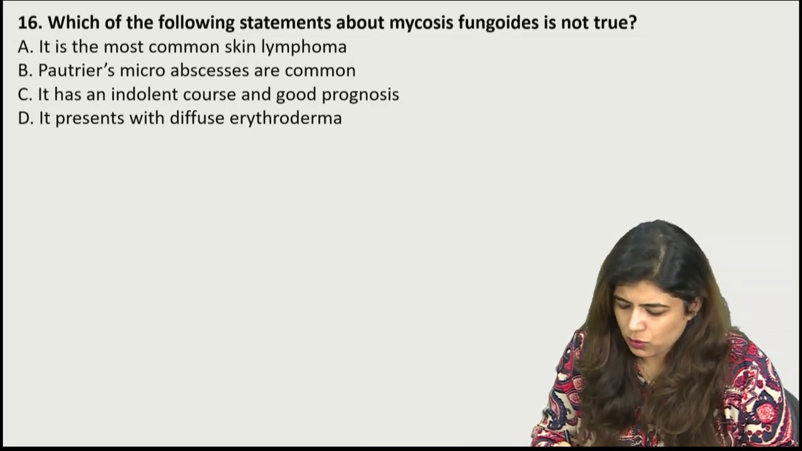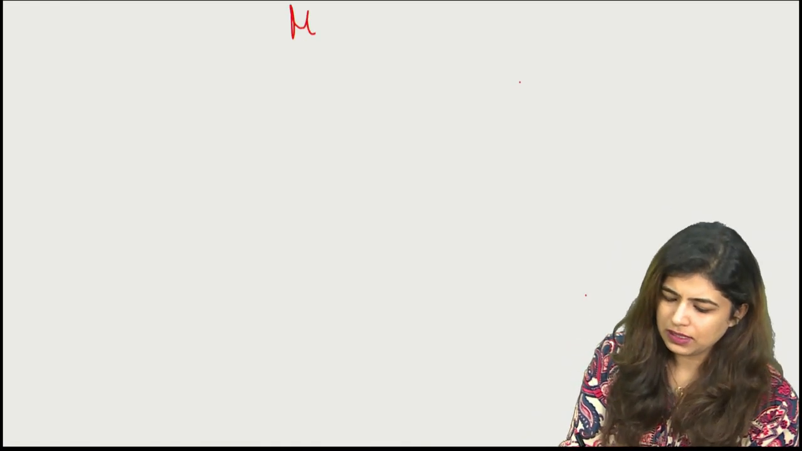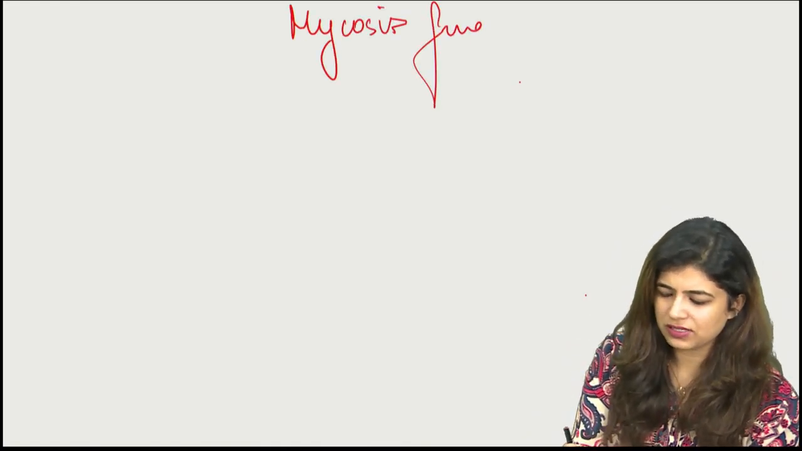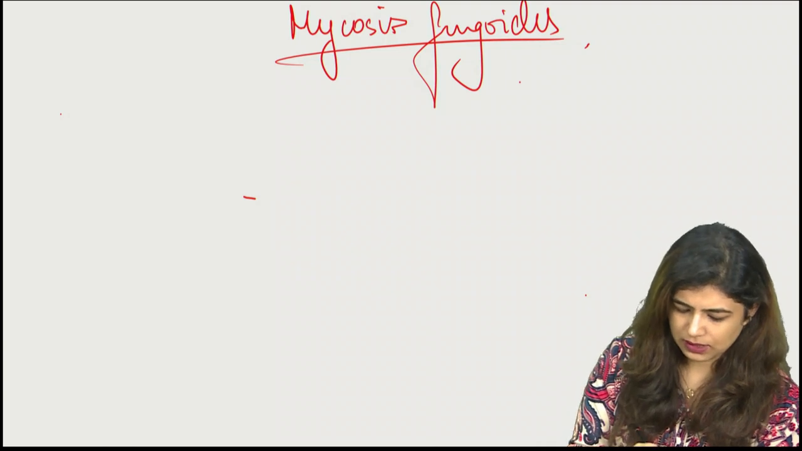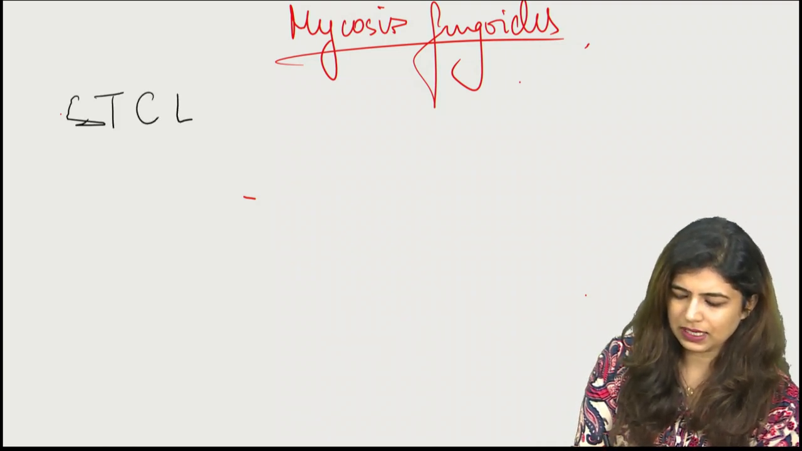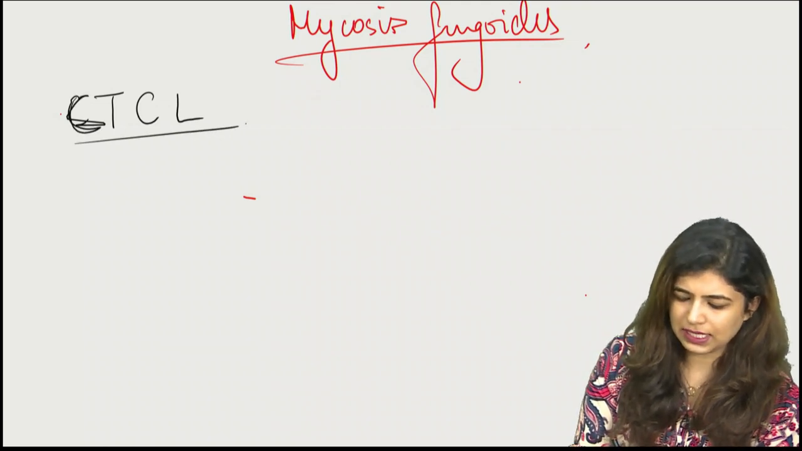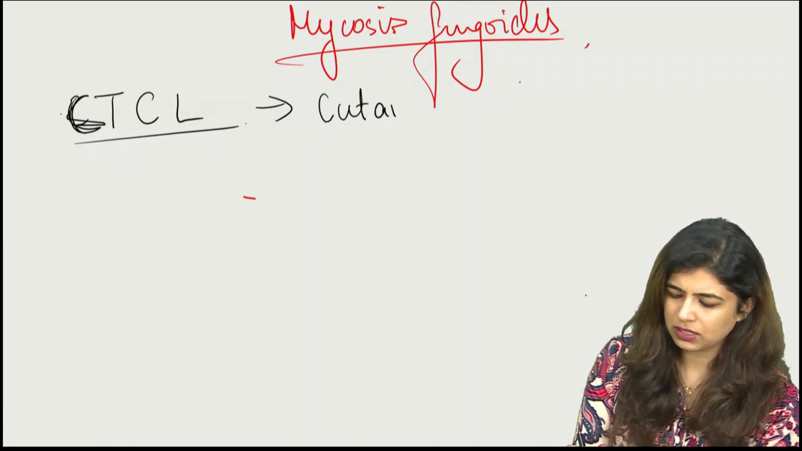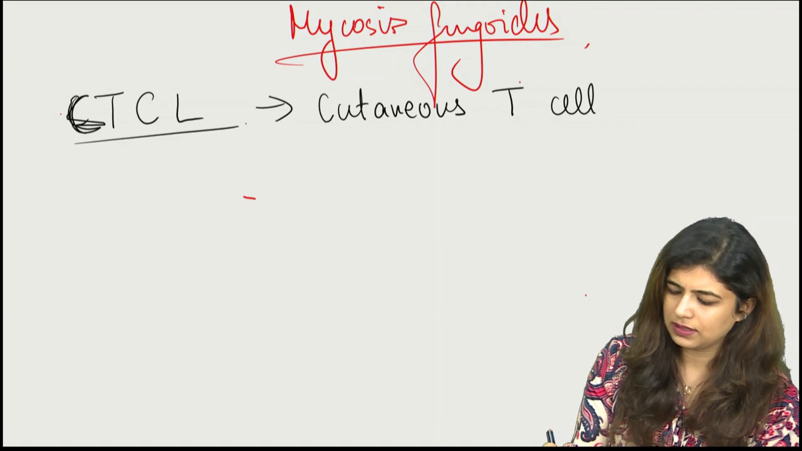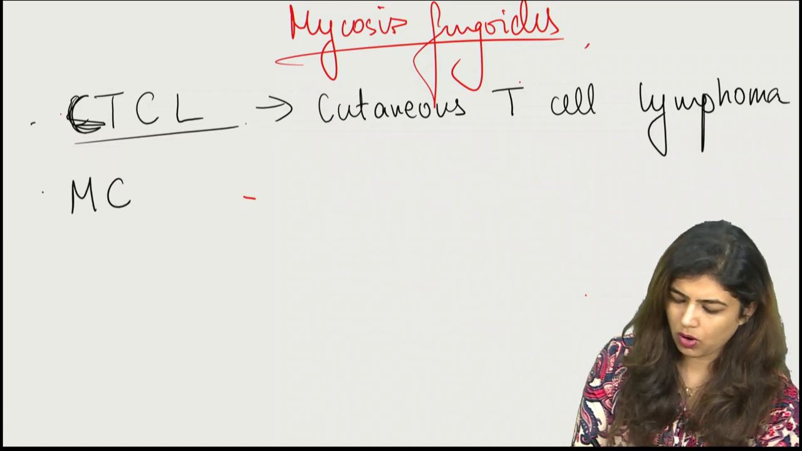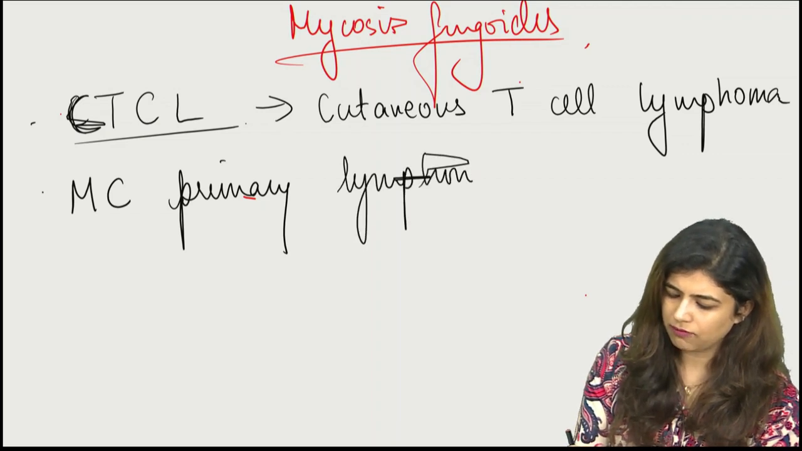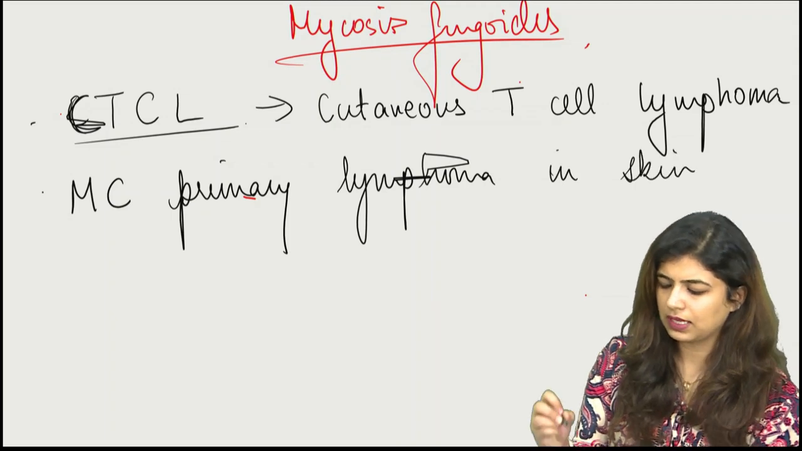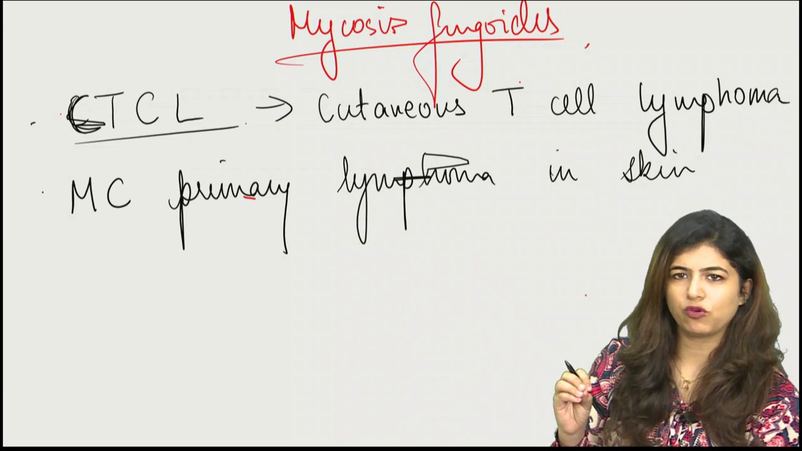So to begin answering this question, let's discuss mycosis fungoides in a little detail. Yes, of course, just as much detail as is required for you. What is this? This is also called CTCL. What is the full form of this? This is a cutaneous T cell lymphoma. This is also the most common primary lymphoma in skin. So it is the most common primary lymphoma in skin.